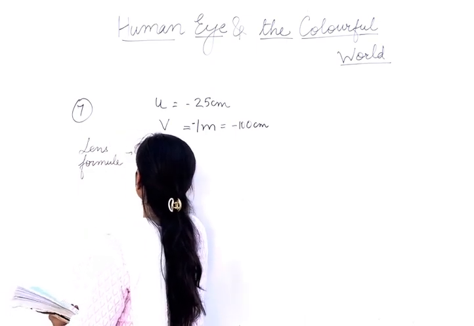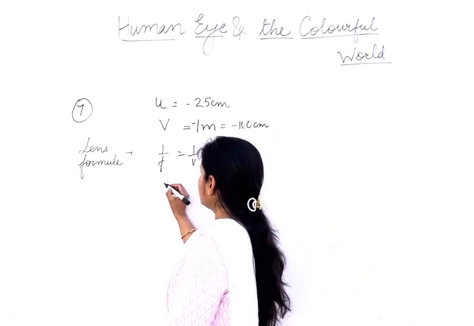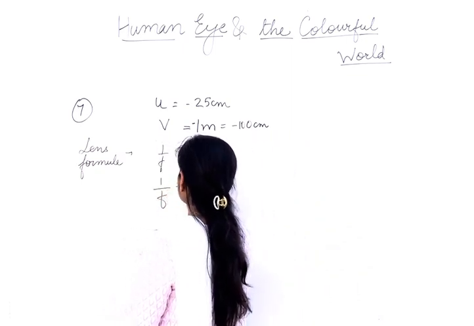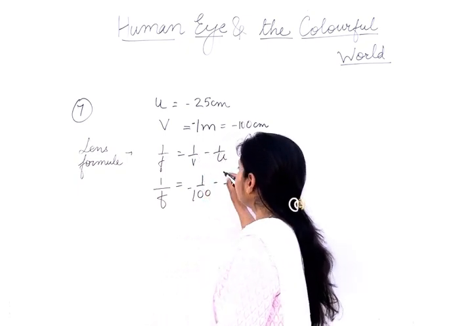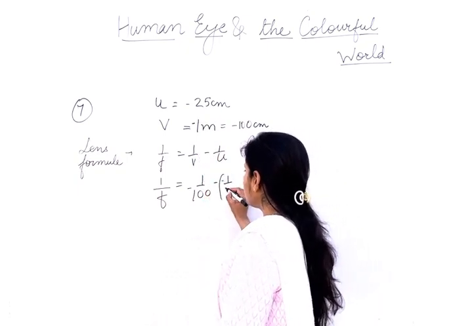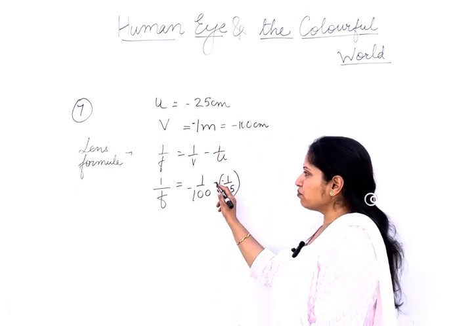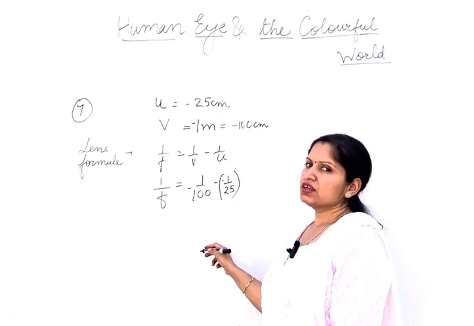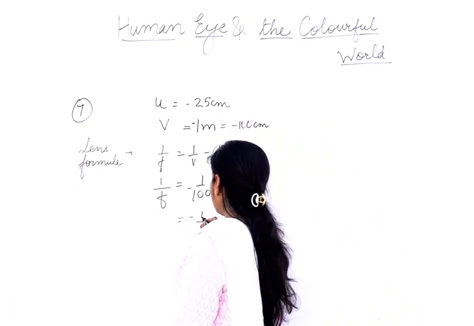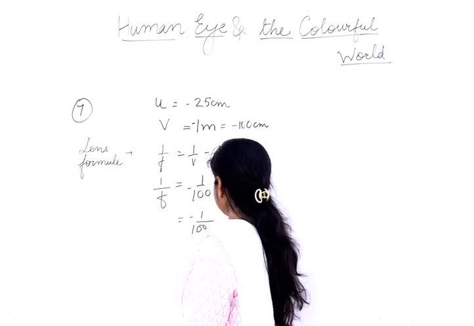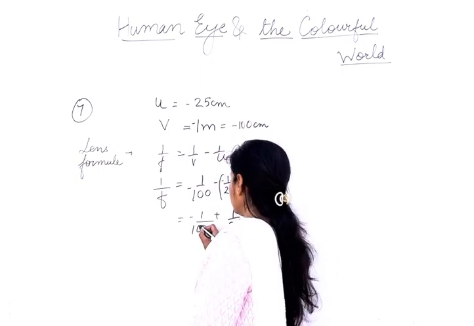We know that 1 upon f is equal to 1 upon v minus 1 upon u. So placing the values, 1 upon f is equal to 1 upon minus 100 minus 1 upon minus 25. Why minus? Because this is the minus sign of the formula and this is the minus sign of the value of u. So it will come as minus of 1 upon 100 plus 1 upon 25, minus minus becomes positive.